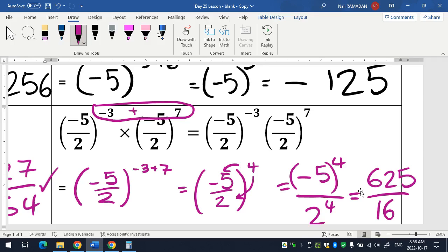Can an odd number divide an even number? No way. If you divide an odd number of dollars by an even number of people, no way they're going to get an exact whole number of dollars. You're going to get a decimal or a fraction. What else divides 16? 2. Does 625 divide 2? No. What else divides 16?